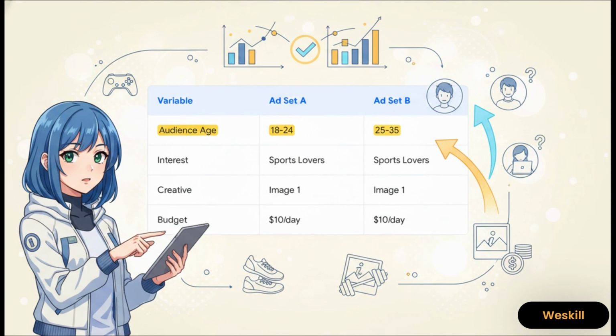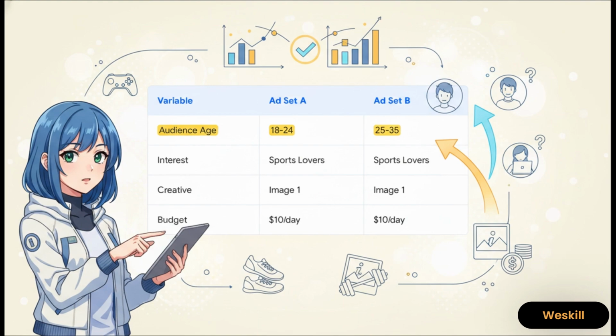Look at this slide. It shows a perfect, clean test. Notice how everything else is exactly the same. The interest, the ad creative, the budget. The only thing we changed is the age group. After a few days, the data will clearly show us which age group is more responsive to our ad.